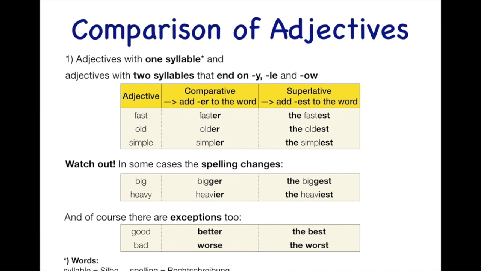Und natürlich gibt es auch überhaupt ein paar Ausnahmen, bei denen alles anders ist und die einfach anders geformt werden. Das ist zum Beispiel das Wort für gut, good, wird nicht gooder und goodest, sondern better und the best. Oder bad wird nicht better und the baddest, sondern bad, worse, the worst.